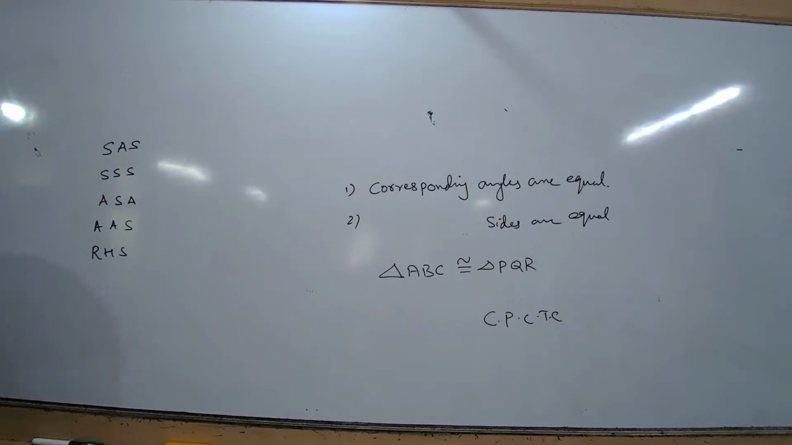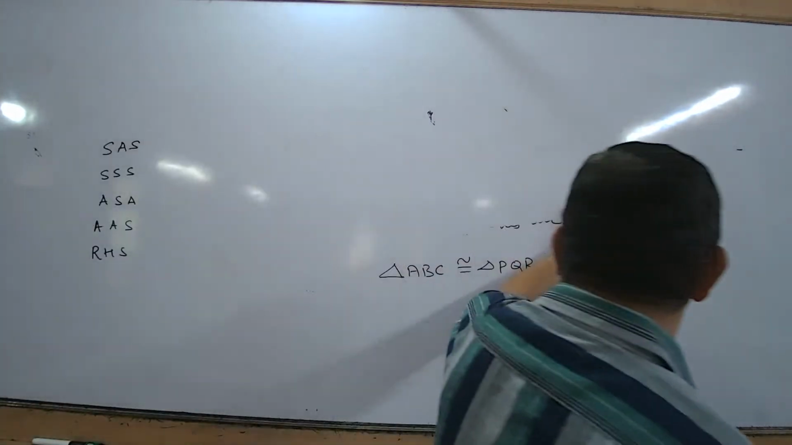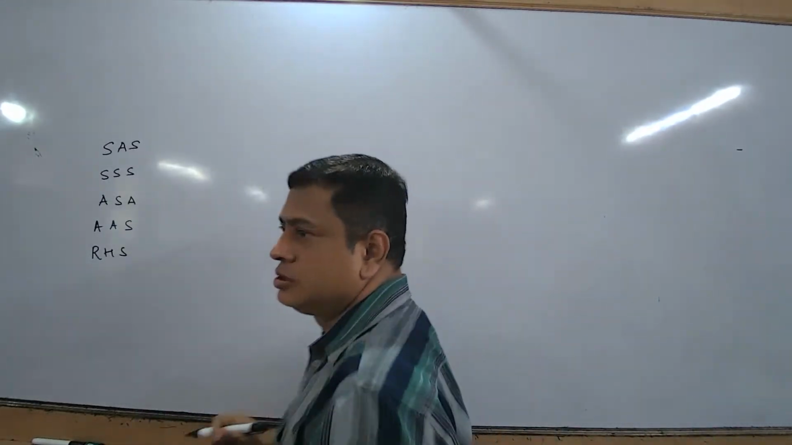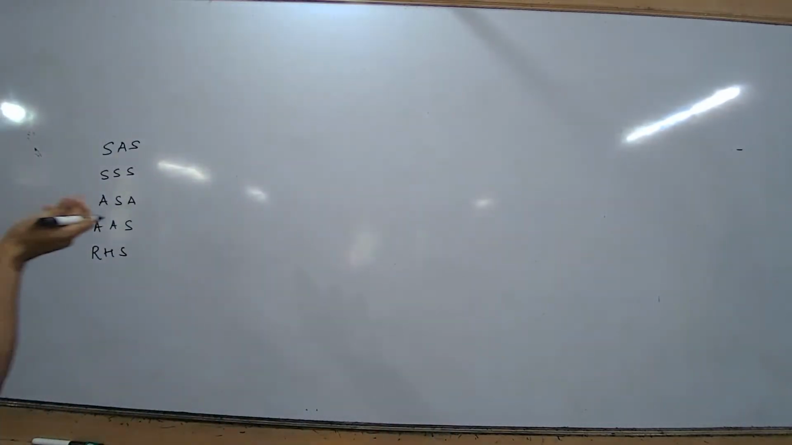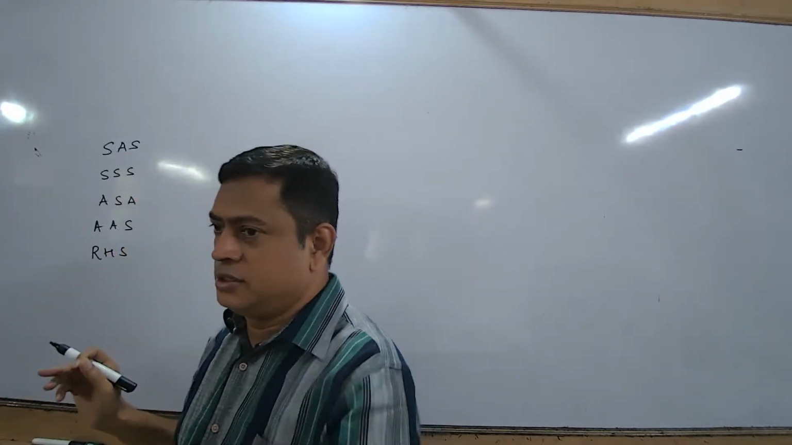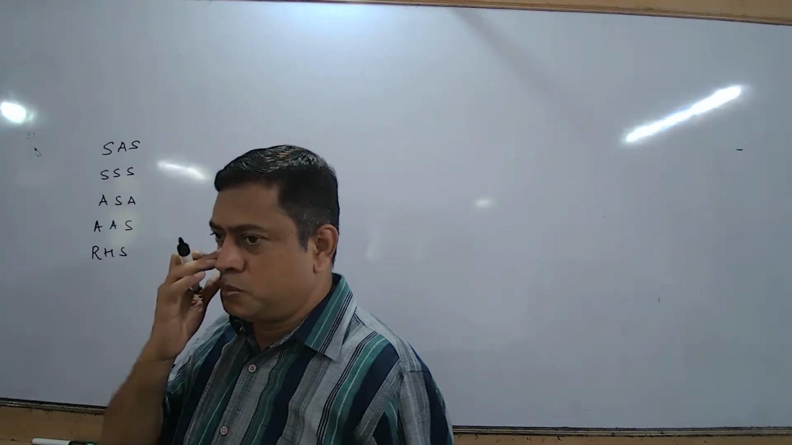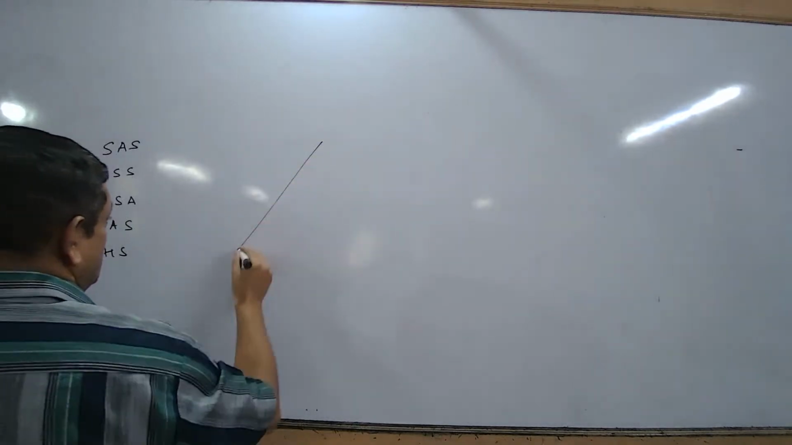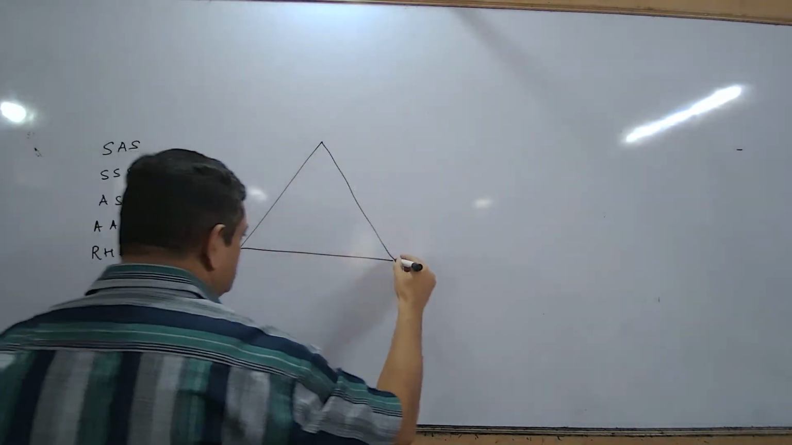Okay, Sharaf. Stand up, Sharaf. What is SAS congruence? Side angle side. What is that meaning? Two sides, two angles? No. Two sides and one included angle. The angle between them. Did you hear? Don't simply tell side angle side.